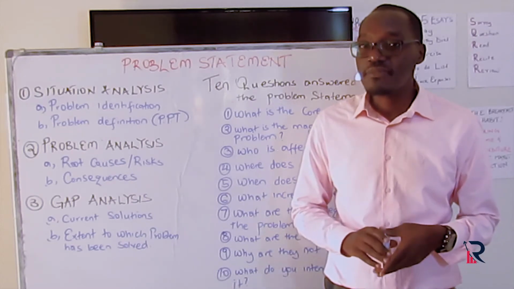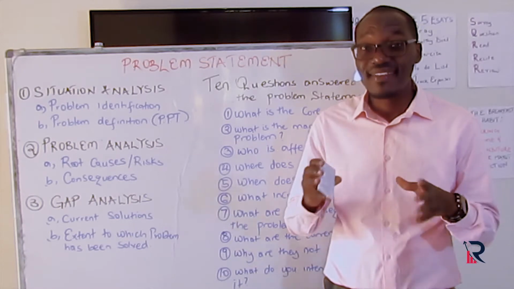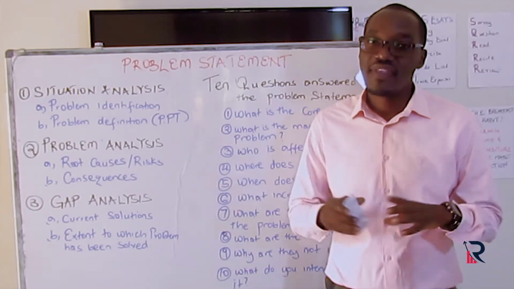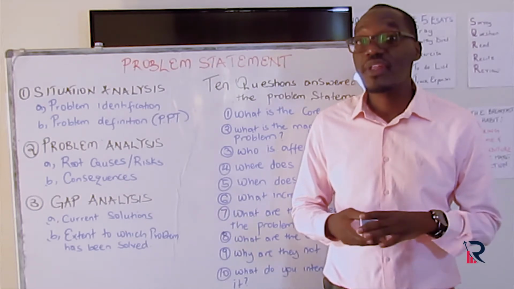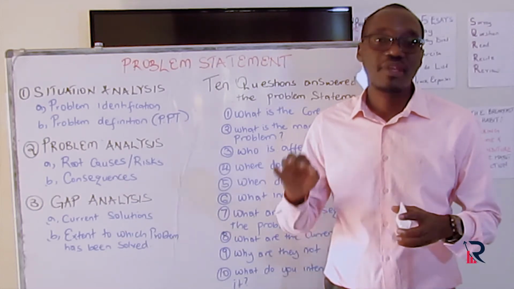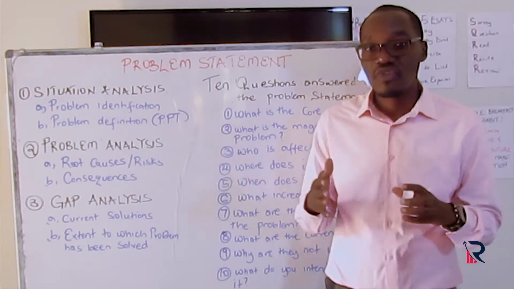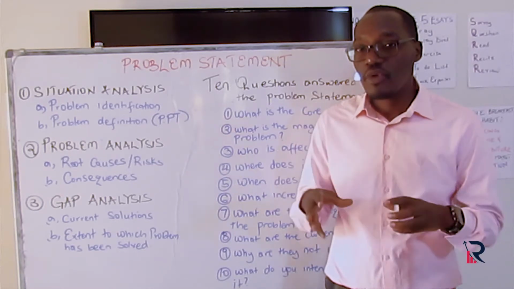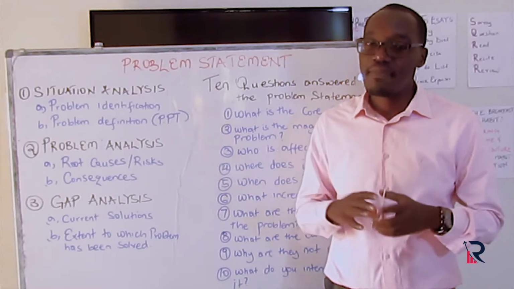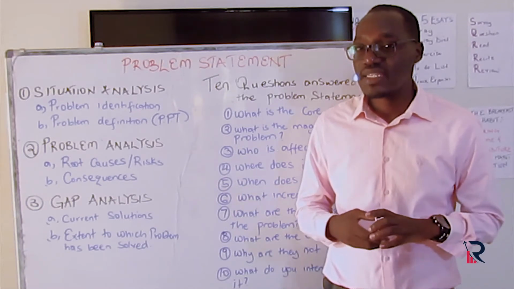A problem statement is a section of chapter 1 of a research proposal, and it is the most important section of that chapter. Usually when you present your proposal, you will be asked to state your problem in one sentence. If you haven't gone through a process that we call problem identification, problem analysis, and gap analysis, you are unlikely to be able to give us your problem in one statement.